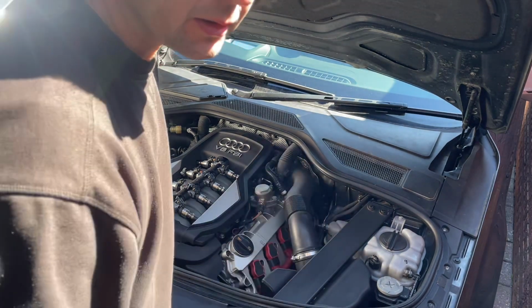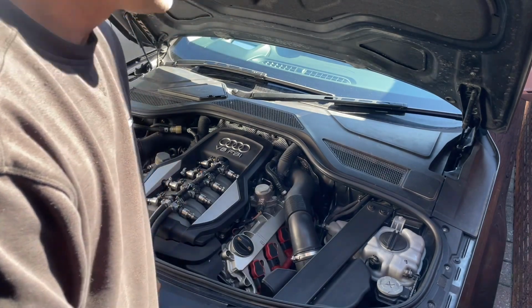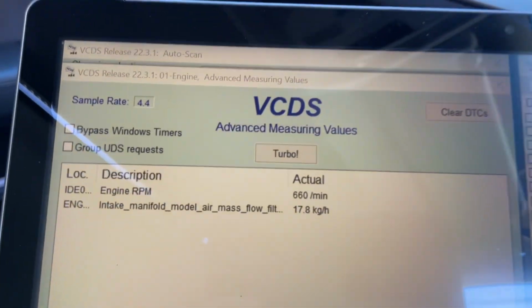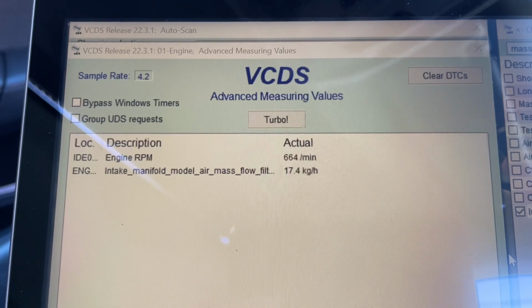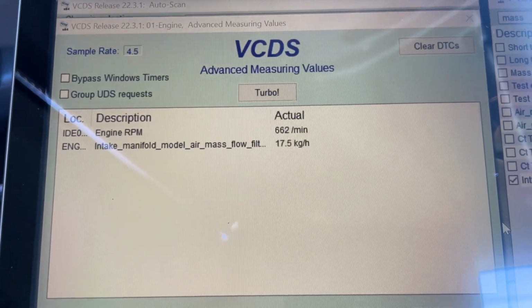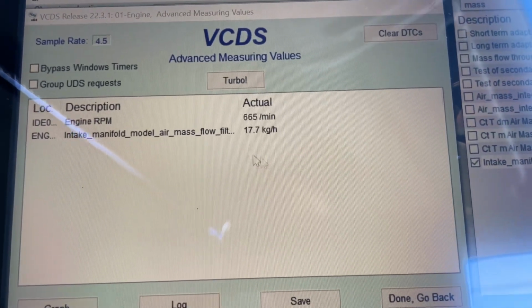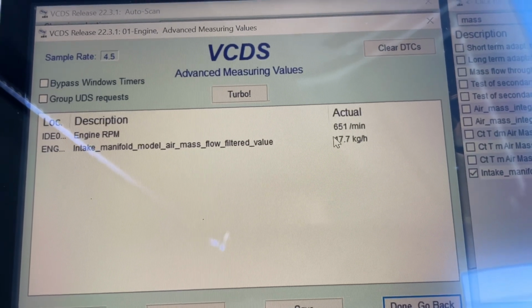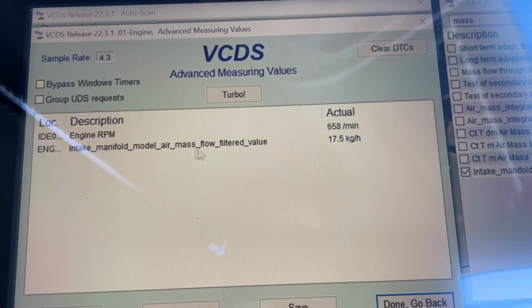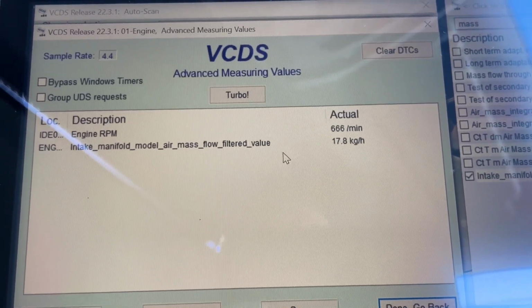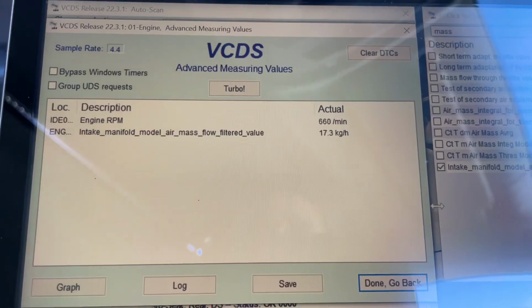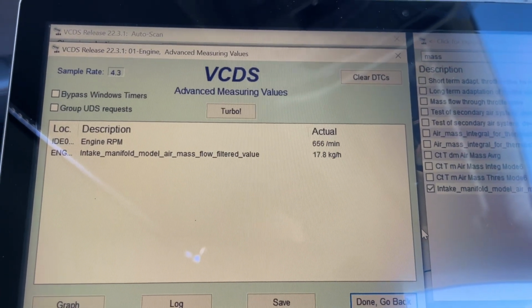And let's have a look at the car, if the figures have changed or not. Now our figures, have a look. It's going to 17 on idle, 17.67. Before we got almost 20. I'm not sure exactly if less is better or more is better on this specific value. As you see, it's the intake manifold air mass flow filtered value. And let's go to 2000 rpm. Oh, that's interesting. Let's have a look at the figures on 2000.